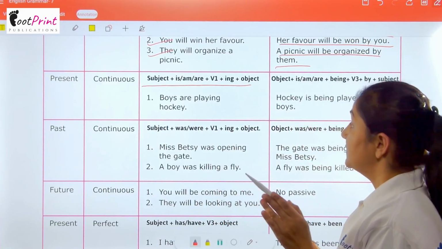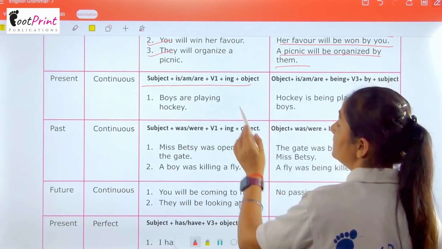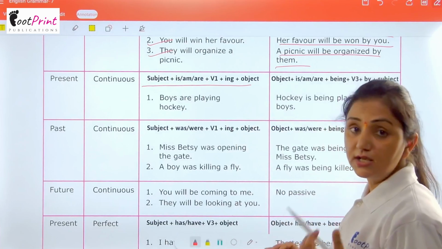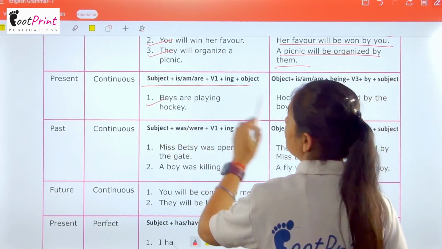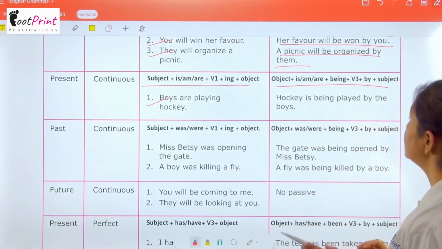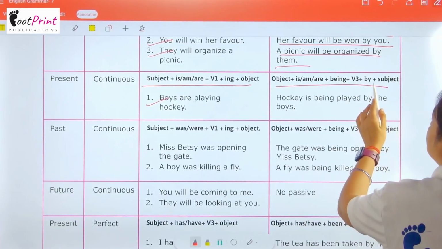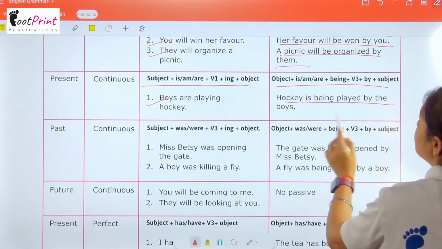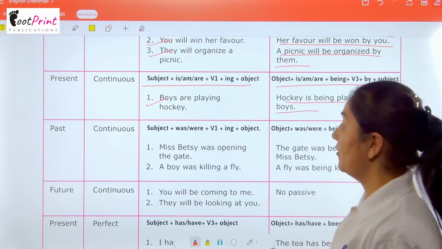In present continuous: subject plus is/am/are plus V1 plus ing plus object. Example: boys are playing hockey. Passive: object plus is/am/are plus being plus V3 plus by plus subject. Hockey is being played by the boys.